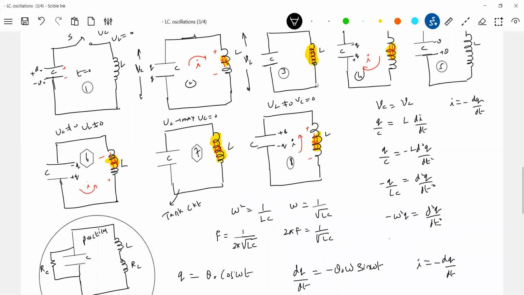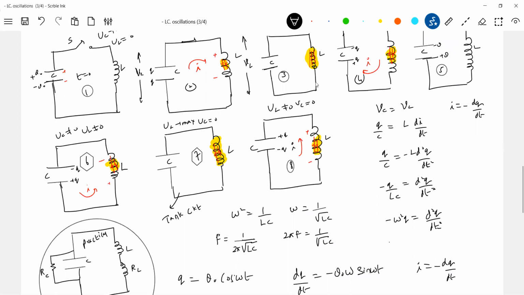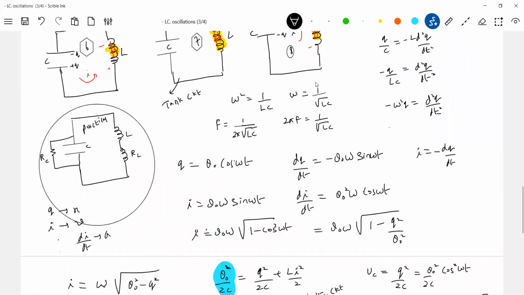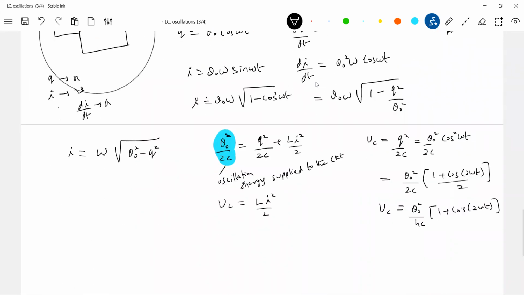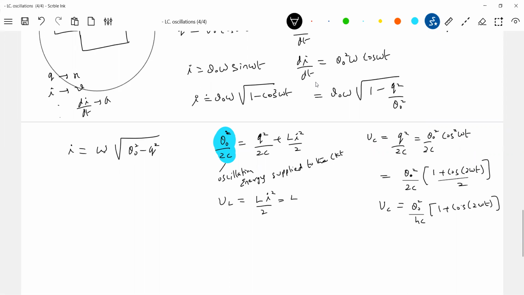What is the loop equation? Minus Q by C plus L di by dt. Solving that, finish over. Q by C minus L di by dt. That only I wrote. Or the drop across the capacitor equals the drop across the inductor. Either way. Q by C minus L di by dt. Straight away. No, this is, you take it.